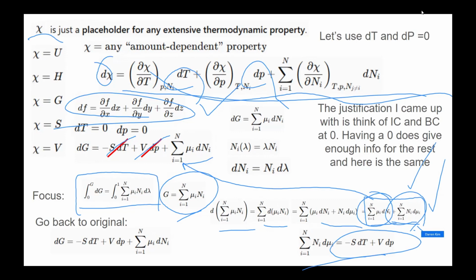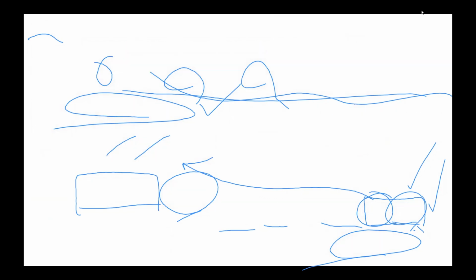This is going to be our S dT plus V dP. And you might be asking, wait a second, how can we claim that when we said the derivative is 0 and the pressure is 0? Now, I want you to remember when we did ICs. When we had a differential equation, this is how I justified it. Let's just say it equals 1, right? We take the integral of that, and we did dx/dt equals what? A, right?